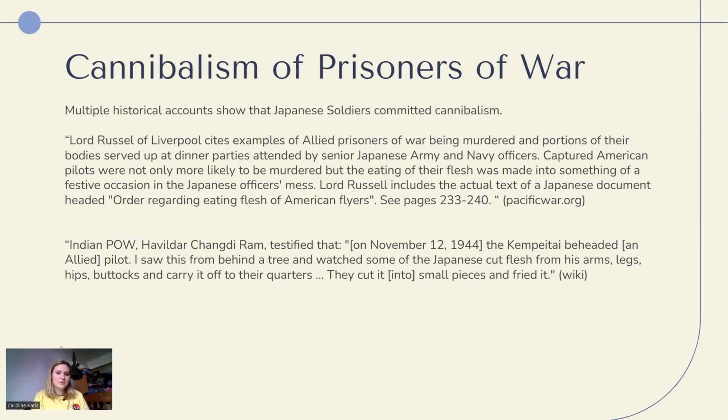He saw this from behind the trees and watched as the Japanese soldiers cut flesh from his arms, legs, hips, buttocks, and carried it off to their quarters. They cut it into small pieces and fried it. And this was not out of starvation. They had rice, which of course isn't incredibly nutritious, but it wasn't a last resort.